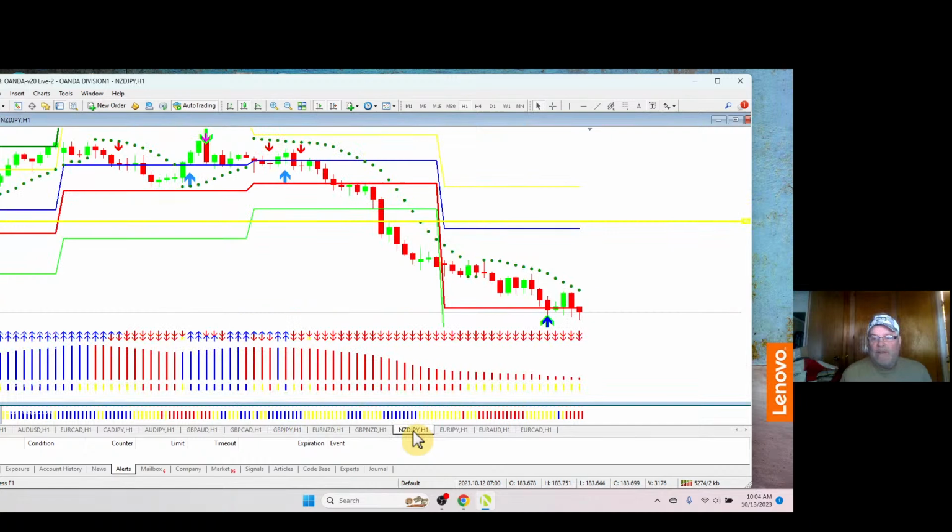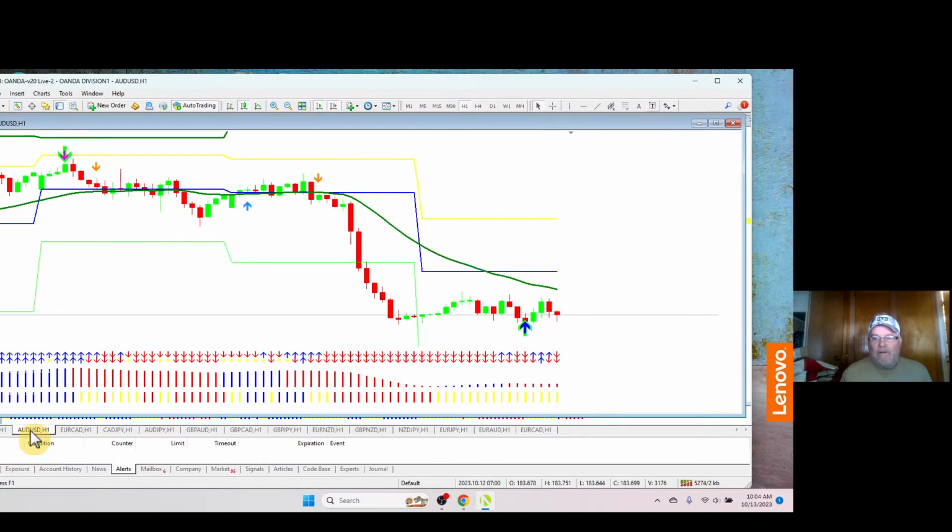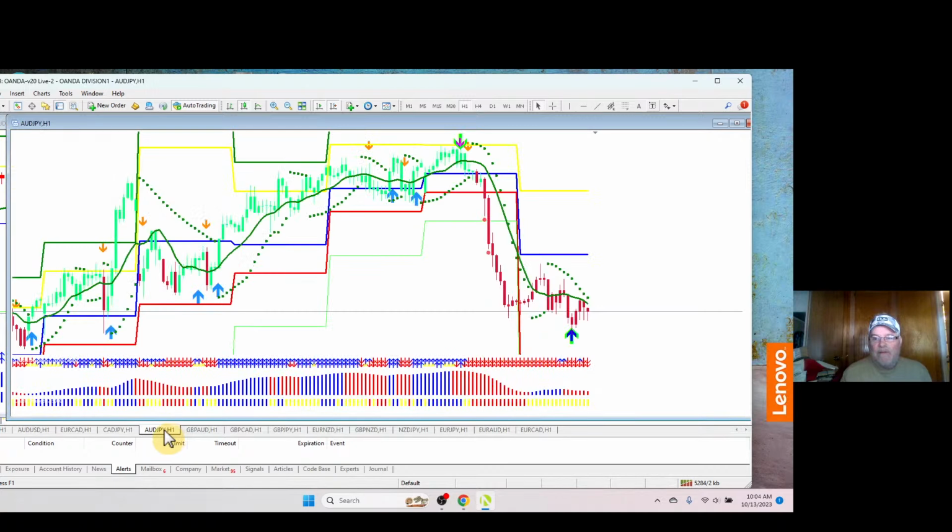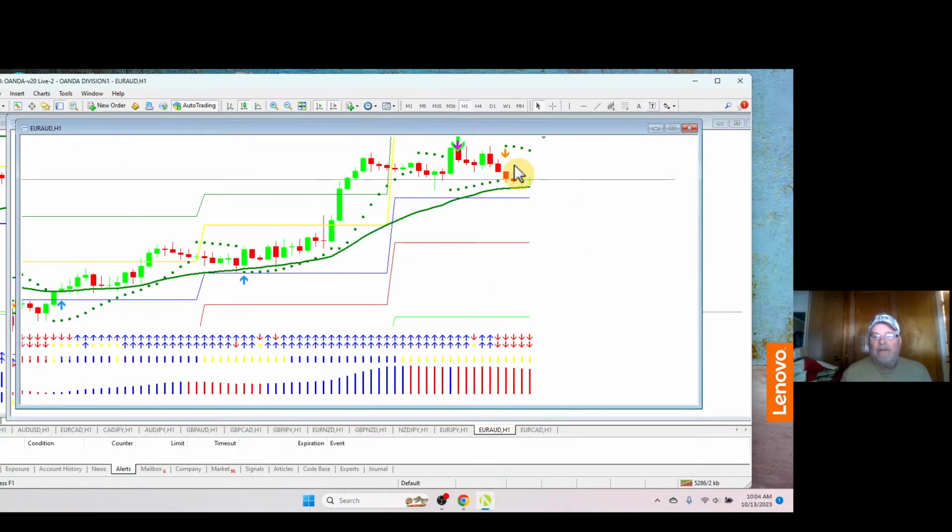New Zealand yen, Aussie dollar, Aussie yen. Aussie looks like it might have strength today because the Euro Aussie is trying to come down, but not quickly.